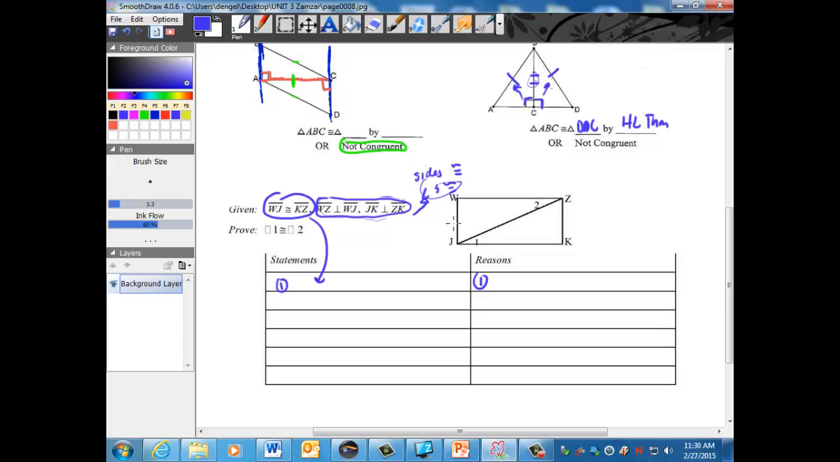And let's mark it. WJ is going to equal KZ. Alright, then we're told that WZ is perpendicular to WJ. Put a 90-degree box here, put a 90-degree box here. Statement 2 should read angle W is congruent to angle K. And what makes that true is that all right angles are congruent.